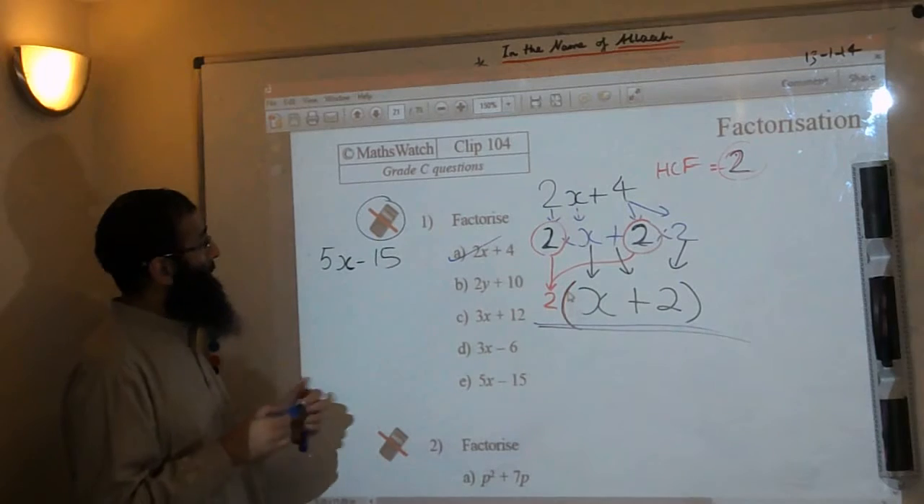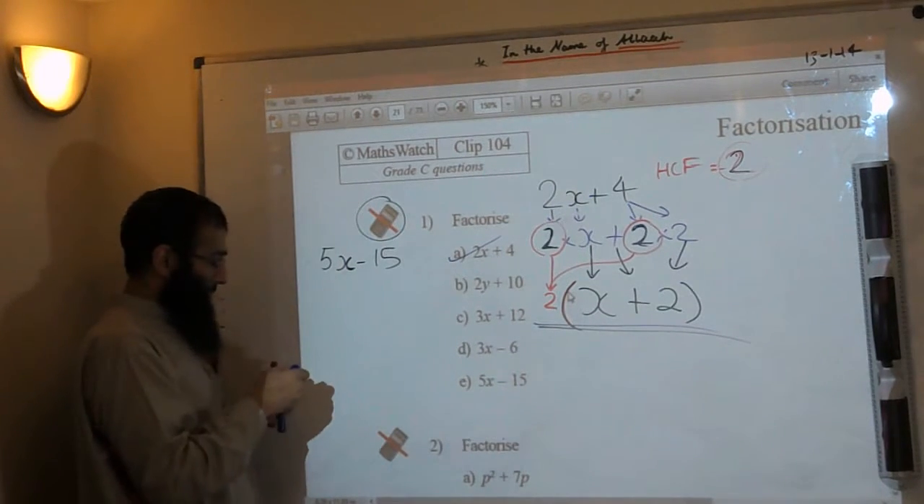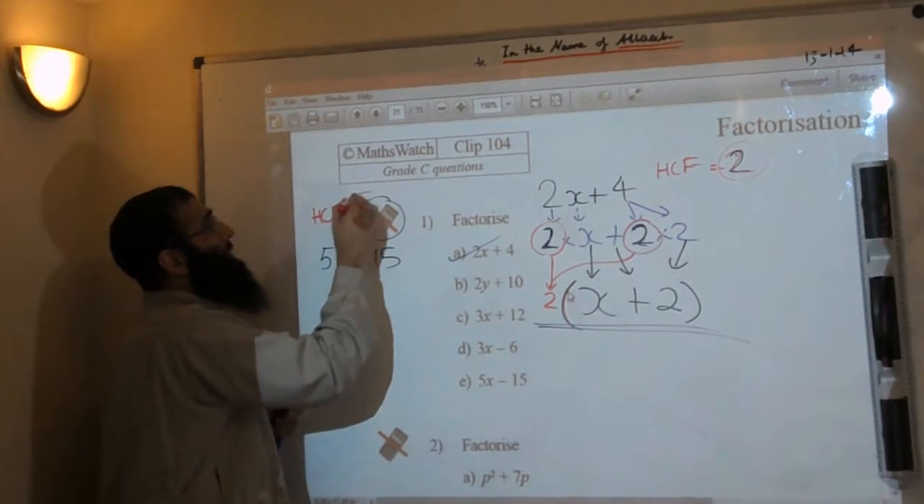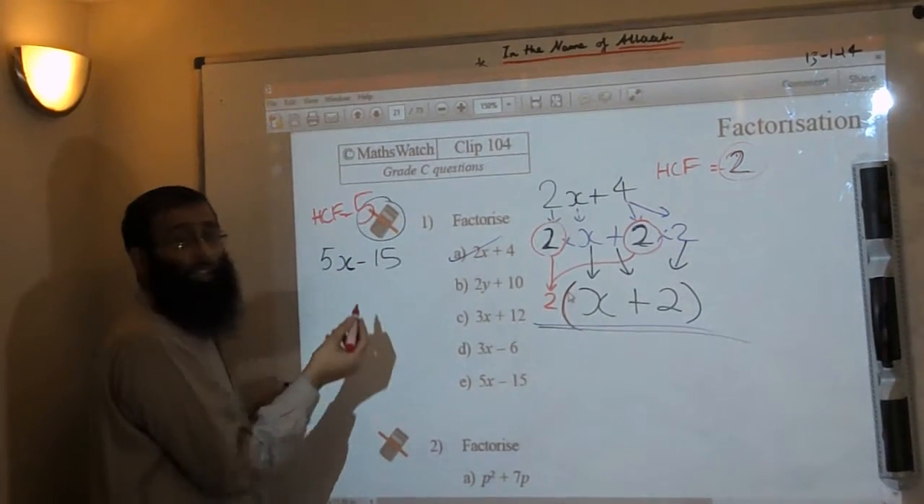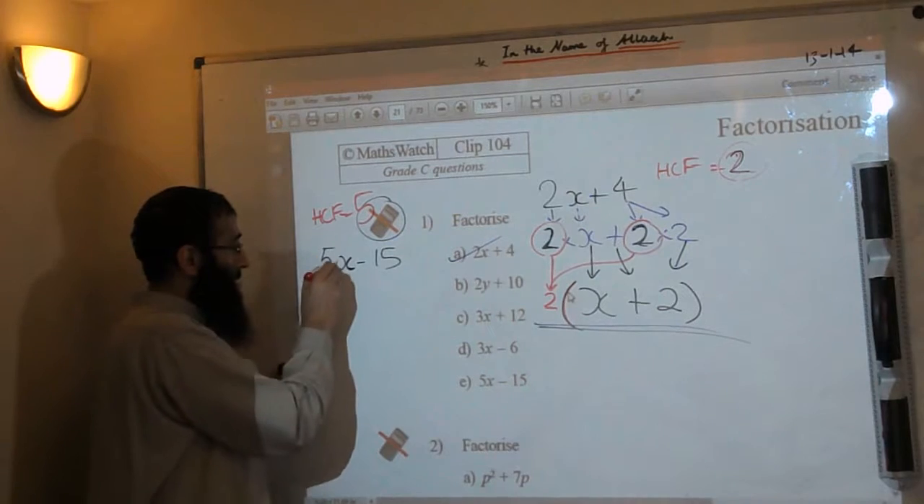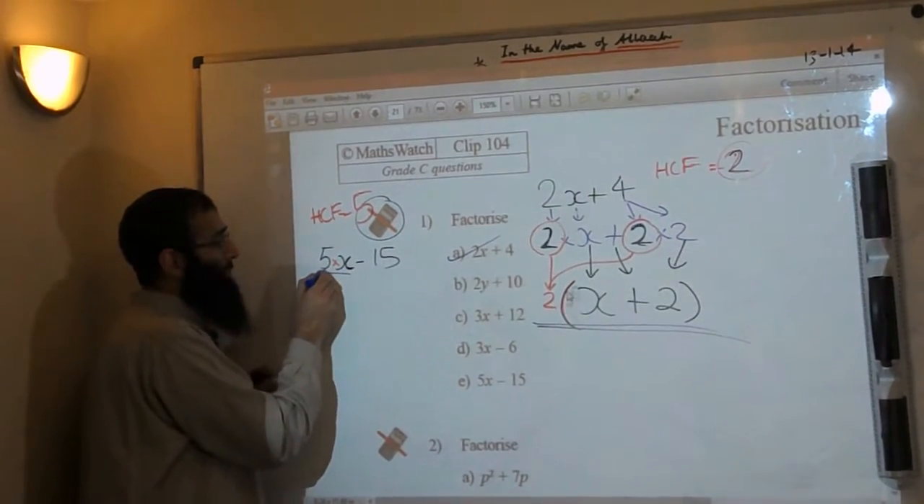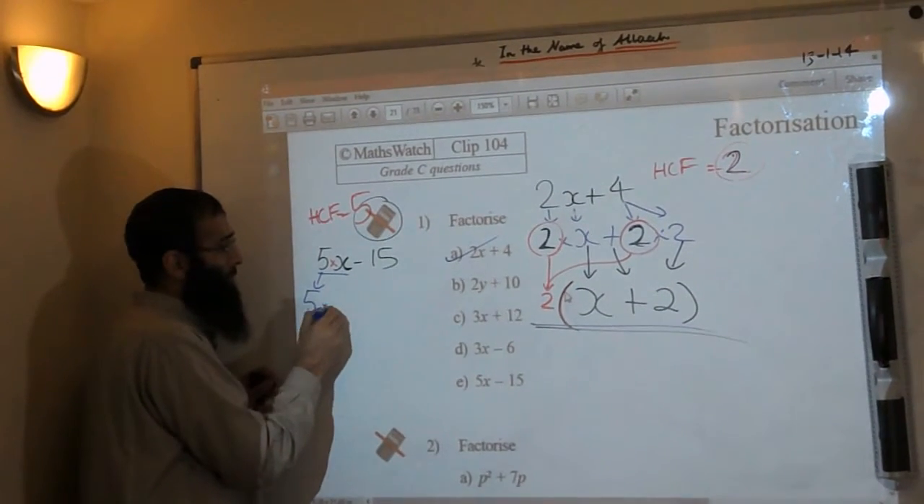They both go into 5. Okay, excellent. Well done, Hassan. So we have the highest common factor for this one is 5. Okay, let's now split it up into that. Right. So what we say here, this one can be simply just 5 times by x.